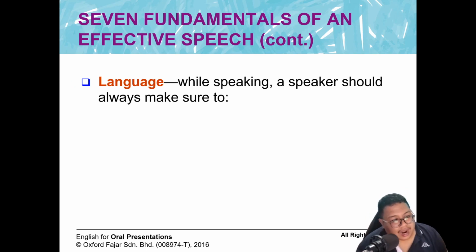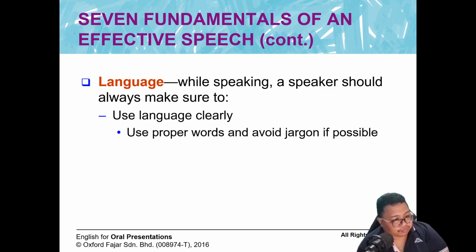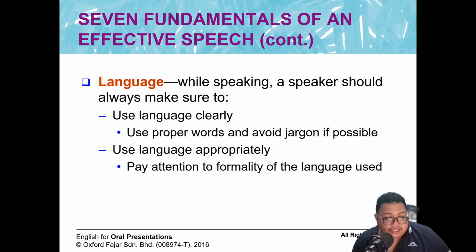Then the next one, we have language. While speaking, a speaker should always make sure to use language clearly, proper language, clear language. Use proper words and avoid jargon if possible, something that people might not understand. Then use appropriate language. Pay attention to the formality of the language when you're talking to researchers. Use academic language when you're doing a speech in front of the parents. Don't use weird language that may offend them.